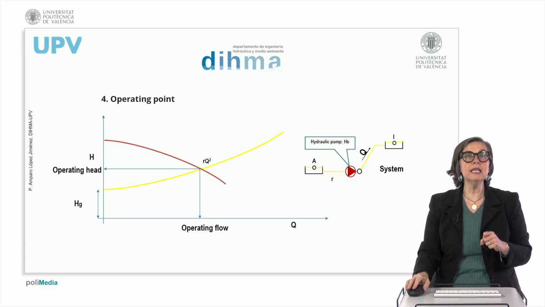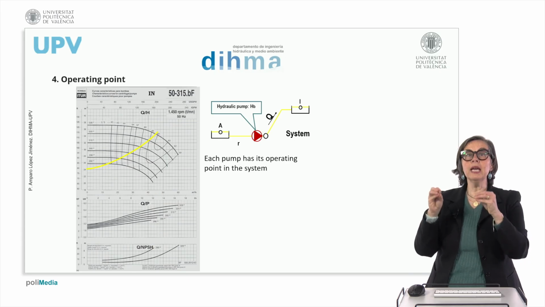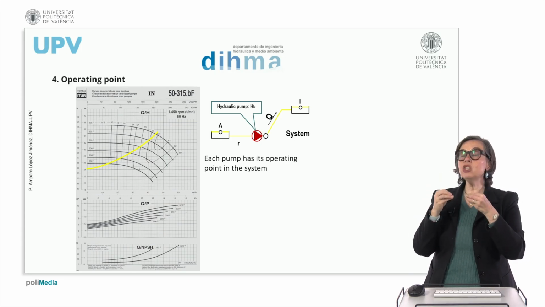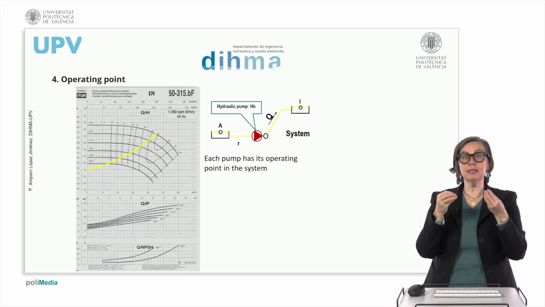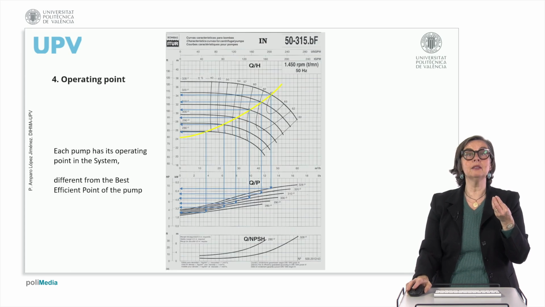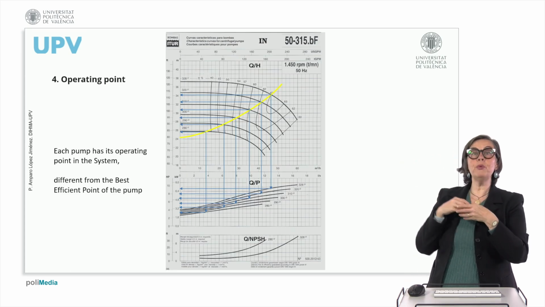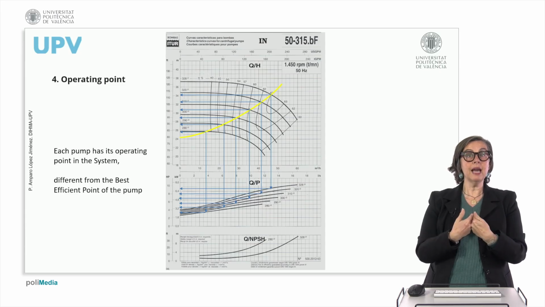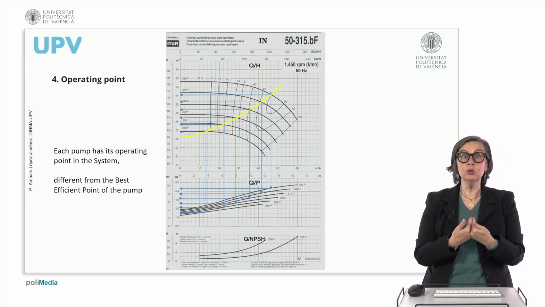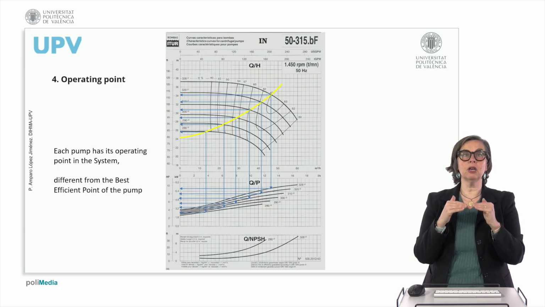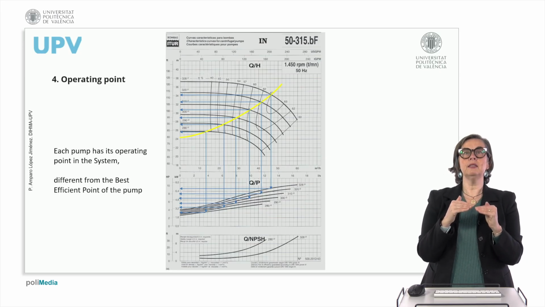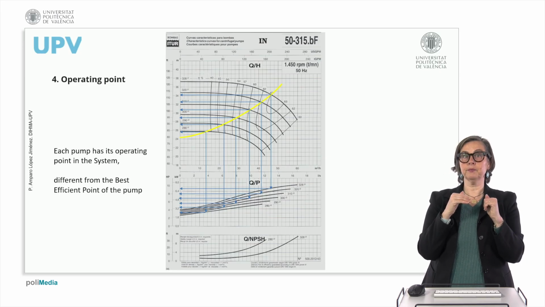So what we did is that we have to select each point of the pump in relationship with each point in the system, and when we intersect, we will have several operating points. We, as selectors, should choose the best point, nearest to the best efficiency point, in which the pump has the optimum performance in the system, but this is independent of the operating point.